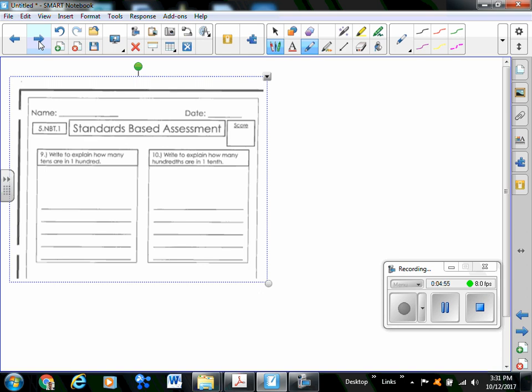Okay, number 9. Write to explain how many tens are in 100. There are 10 tens in 100.